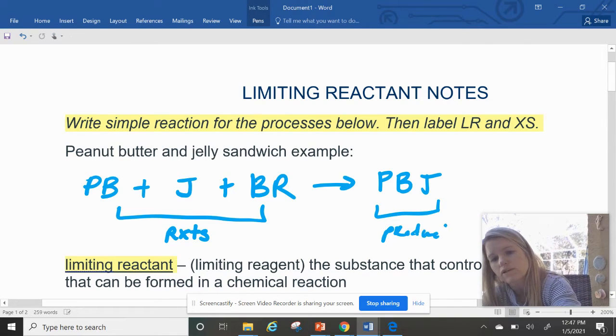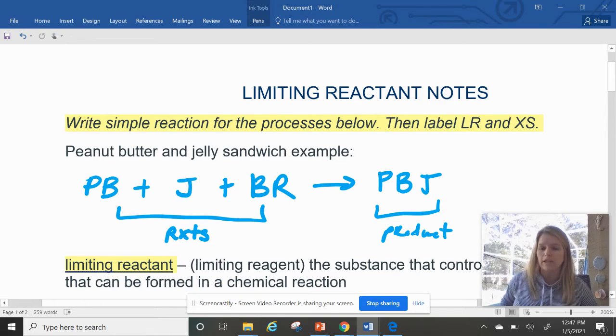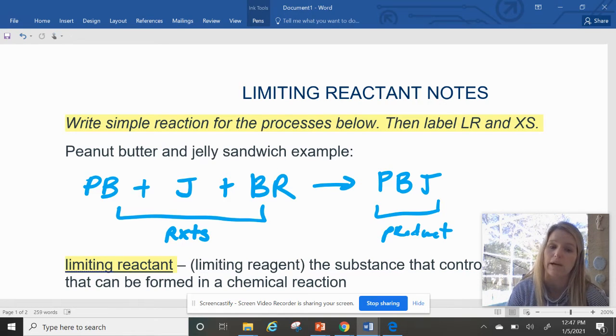Okay. So in this case, when I'm asking you about the limiting reactant, I'm asking you about the one that would run out first before you can make more product. That's what the limiting reactant is. And as the example says down below there, it controls how much product can form. So out of our peanut butter, our jelly, and our bread, what would you say your house runs out first?